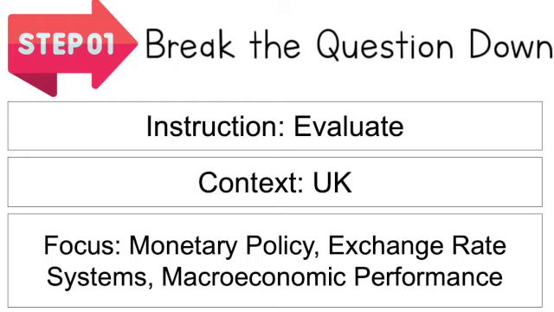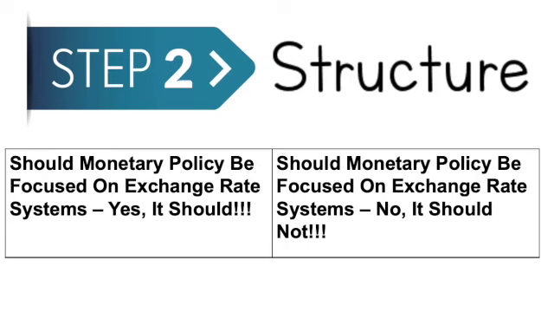So once you believe that you recognise what the question is asking, then create your structure. So step 2 is structure. So what I've done is I've created option 1, option 2. Option 1, yes, monetary policy should be focused on the exchange rate systems. And option 2, no, monetary policy shouldn't be primarily focused on exchange rates.